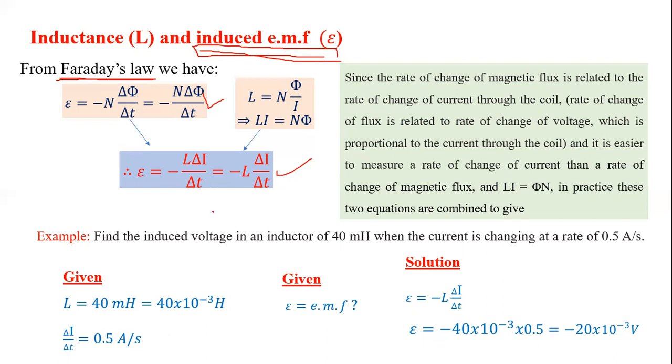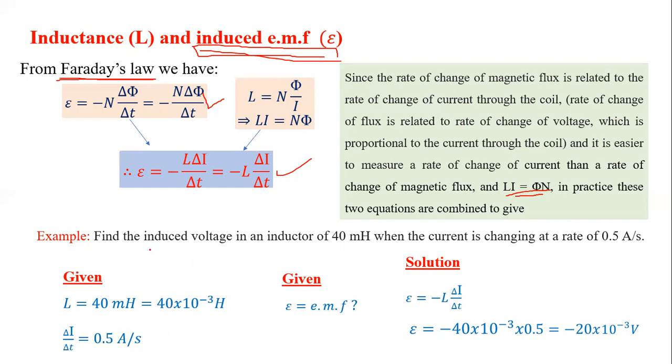Since the rate of change of magnetic flux is related to the rate of change of current through the coil, that means the rate of change of flux is related to the induced voltage, which is proportional to the current through the coil, and it is easier to measure the rate of change of current. Then the rate of change of magnetic flux and L I is equal to flux N. In practice, these two equations are combined to give this equation.